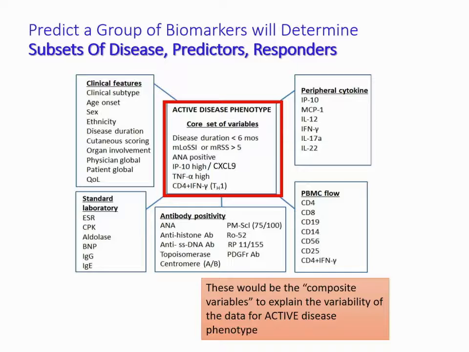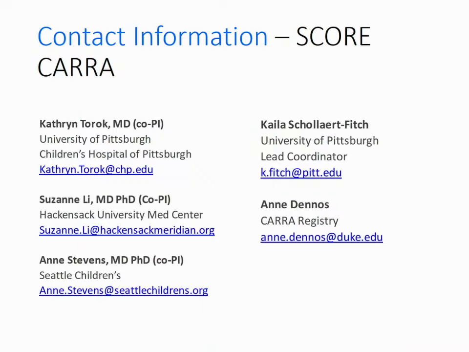So part of this study in SCORE CARA is to collect this and see if there's some universal biomarker that's just a couple things from the blood, a couple clinical markers that could come together and help predict that. And these are the contact information. As I mentioned, this is a group effort with the main leaders being myself, Dr. Lee and Dr. Stevens, and then my coordinator as well, and Ann Denos is the contact at the CARA registry.